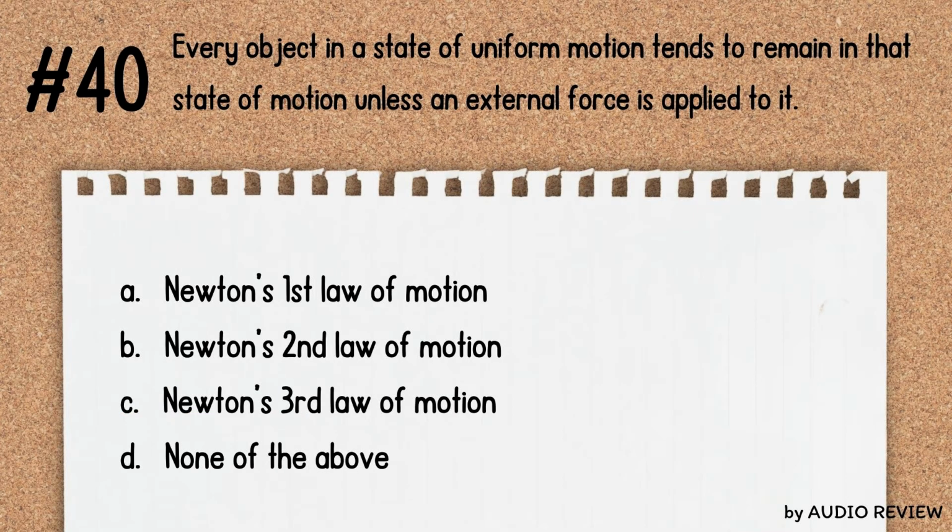Question number 40. Every object in a state of uniform motion tends to remain in that state of motion unless an external force is applied to it. A. Newton's first law of motion. B. Newton's second law of motion. C. Newton's third law of motion. D. None of the above. The answer? It's A. Newton's first law of motion. Every object in a state of uniform motion tends to remain in that state of motion unless an external force is applied to it. Newton's first law of motion.